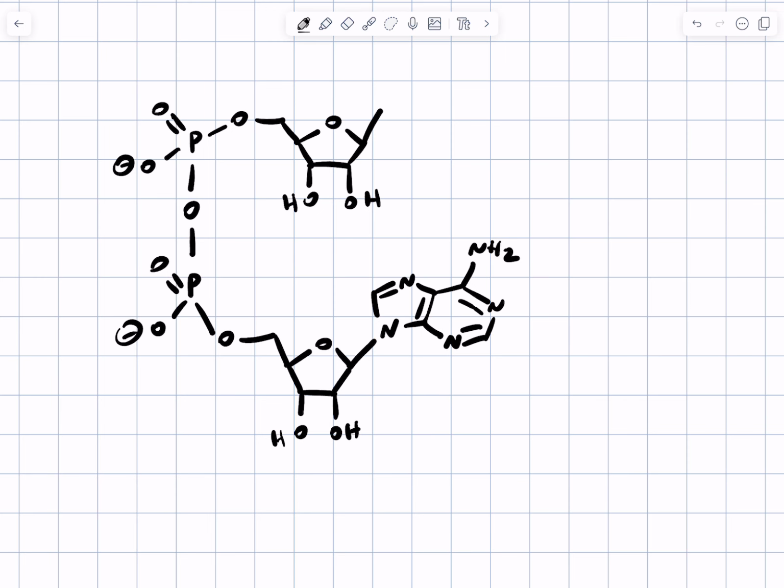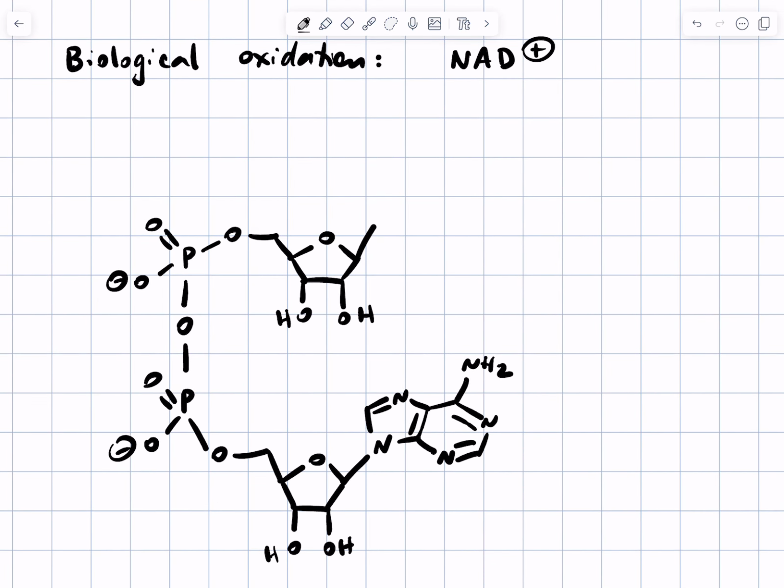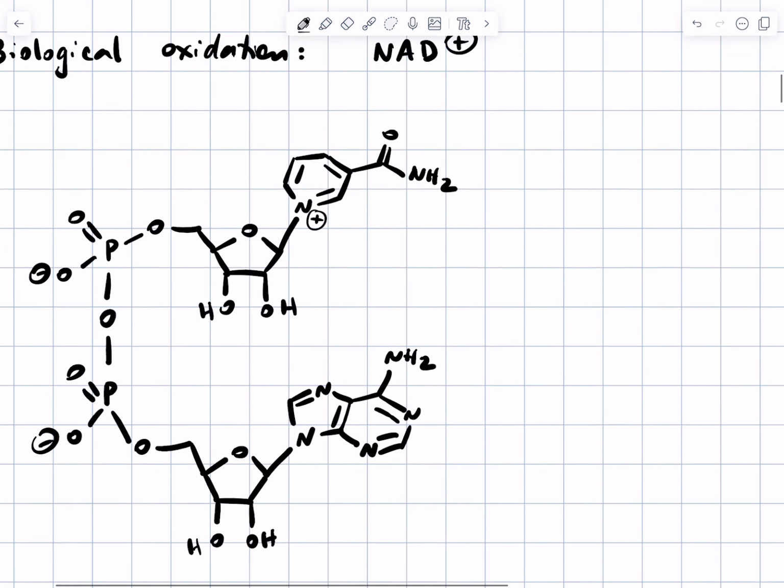So that's the adenine portion, and then, as I said, NAD+ stands for nicotinamide adenine dinucleotide. This portion's the dinucleotide portion. This is the adenine portion. The nicotinamide is here, and it's a 6-membered ring containing nitrogen. Double bonds all the way around with a positive formal charge on nitrogen, and then you've got an amide group coming off that ring. So that's nature's biological oxidation agent. There's a couple others, but that's one of the major ones.